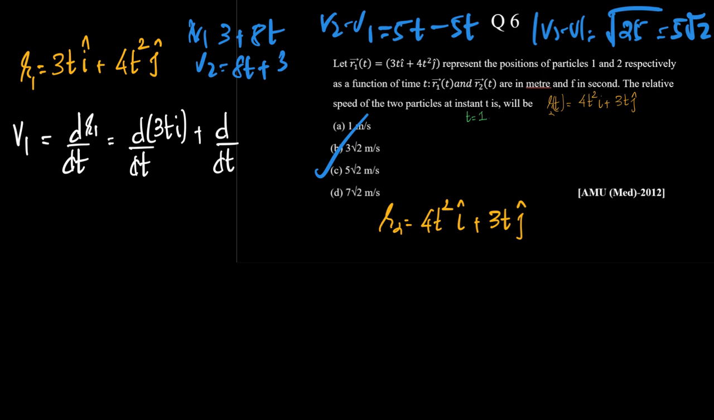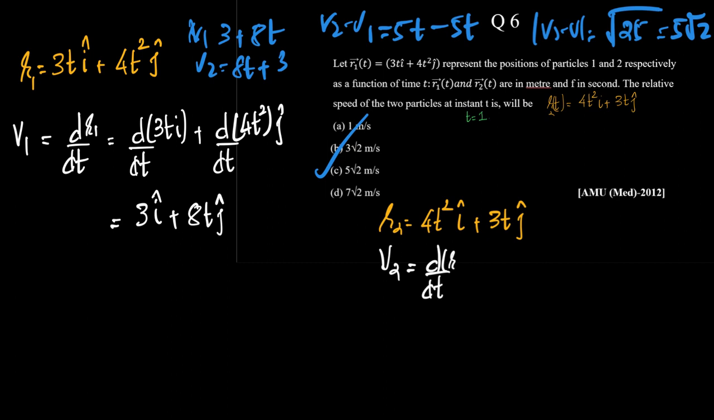Okay, right. So it's d by dt of 4t square j cap. What we get is the derivative of 3ti is 3i, and of 4t square is 8t j cap. Similarly, what is V2? d by dt of r2, which is equal to 8t into i cap plus 3 into j cap, right? So we got V1 and we got V2.